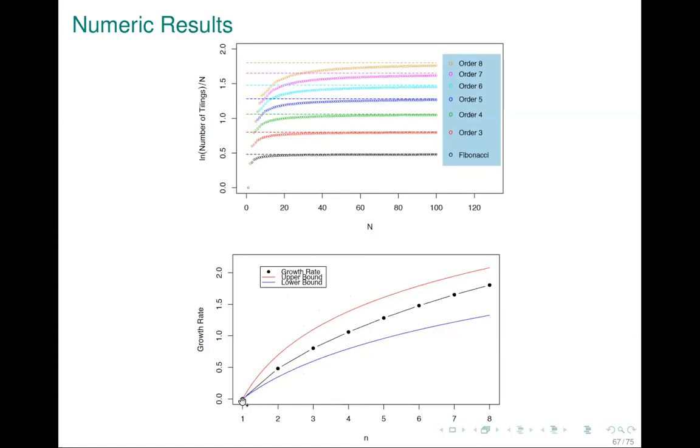But here, one case is interesting. What is order 1 ribbon tiling? It's just a square, and the corresponding strip is just a 1 by capital N region. Then you have only one way to tile it, so the growth rate is just 0. Luckily, it's consistent here. So here are some numerical results.